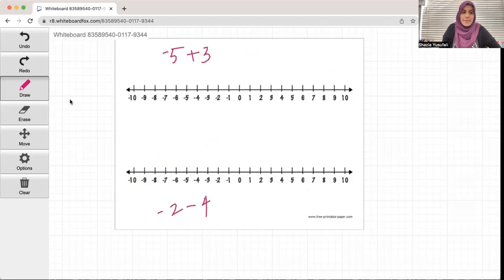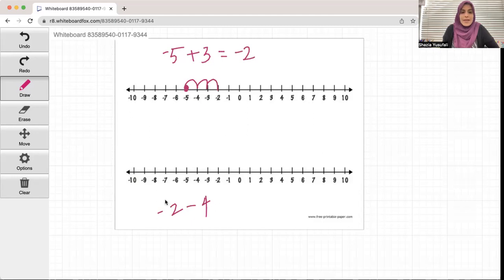Look at the -5. We started at -5. Now the sign is telling us plus. So are we jumping to the left or to the right? We're jumping to the right. How many are we jumping to the right? We're jumping 3. So 1, 2, 3. We are at -2. Easy peasy, right?